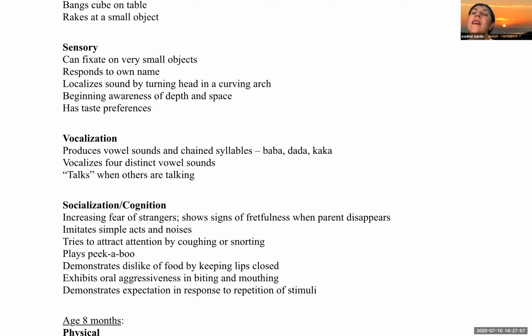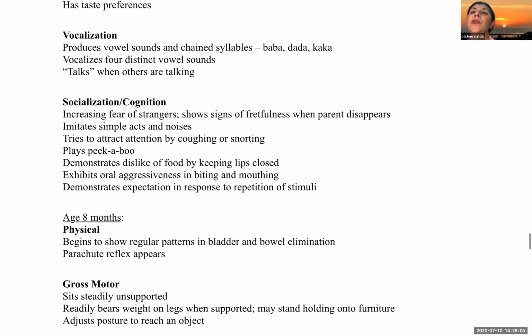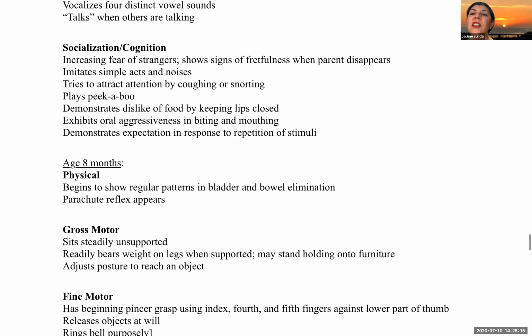Sensory, here, when you say their name, they will respond to it, and they're starting to have taste preferences. Vocalizations includes producing vowel sounds and changing syllables like ba, ba, da, da, ka, ka, and they will talk when others are talking. Socialization and cognition, here they're having really an increased issue with being afraid of strangers, and they become very fretful when their parents disappear. They do like to play peekaboo. They'll try to get attention by coughing or snorting. If they don't like something, they will keep their mouth closed.